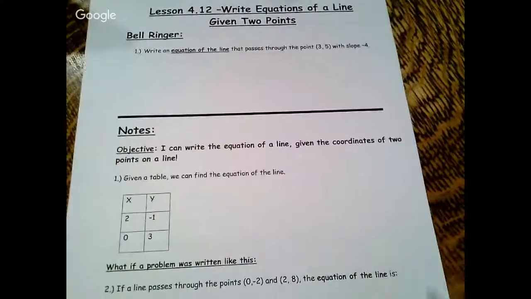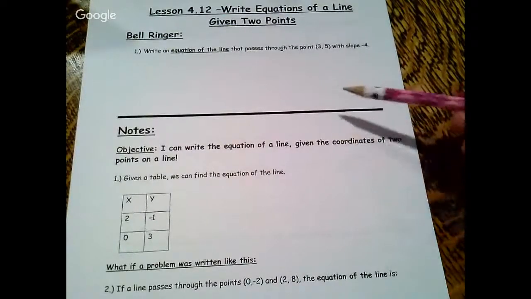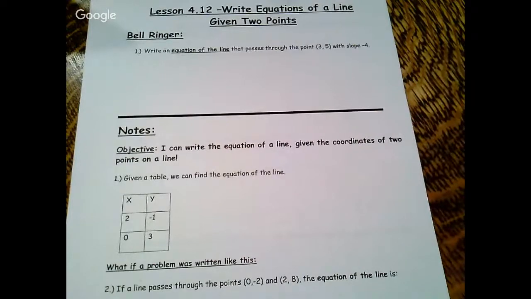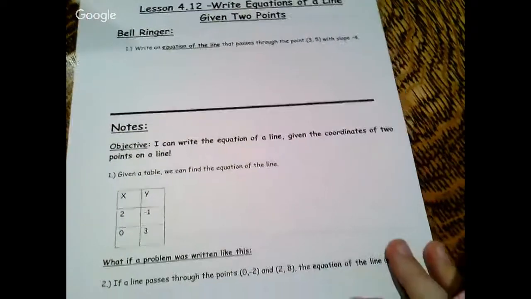So our notes for today, again, is that I can write the equation of a line given the coordinates of 2 points on the line, which is pretty cool because now instead of giving you that rise over run that we have in our graphs, it's just giving you any 2 points and we can create the equation of a line. Okay, so we're going to look at number 1.